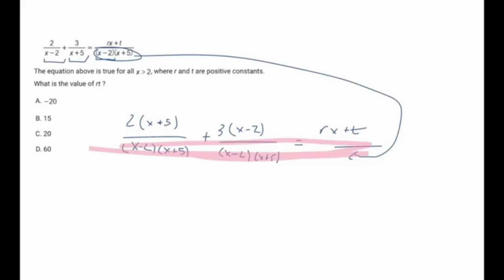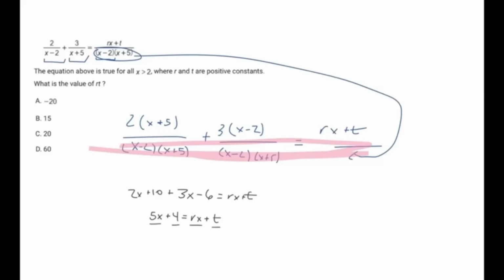So now we want to distribute this out. So 2 times x is 2x, and then 2 times 5 is 10, and then we add 3 times x, so 3x, and then 3 times negative 2 is negative 6 equals Rx plus t. And this simplifies further, and it's actually kind of cool what happens. So we have 2x plus 3x, we're just combining like terms, and then 10 minus 6 is plus 4. So if we look at this, what you'll find is that on the left side, we have a x term and a constant, right? On the right side, we also have an x term, Rx, and a constant t.